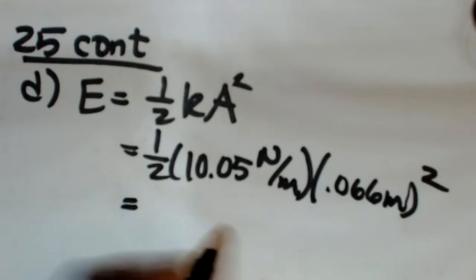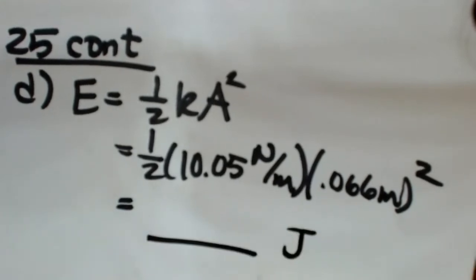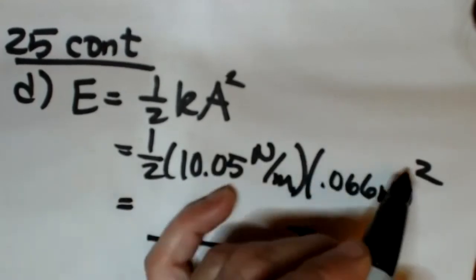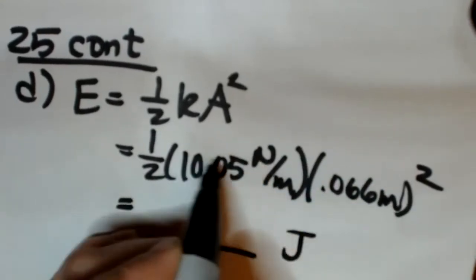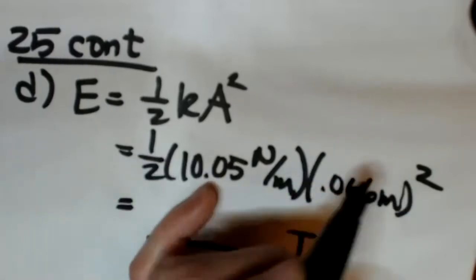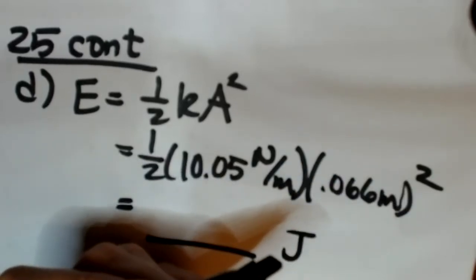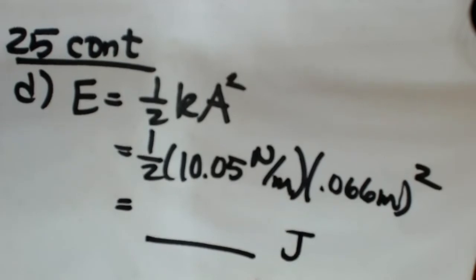I don't have my calculator handy, so it's going to be something in joules, but you just multiply all those out. Now, only this part is squared, not these guys. Only the A is squared on that one, all right? Any questions on that part? All right, we're going to move on then.